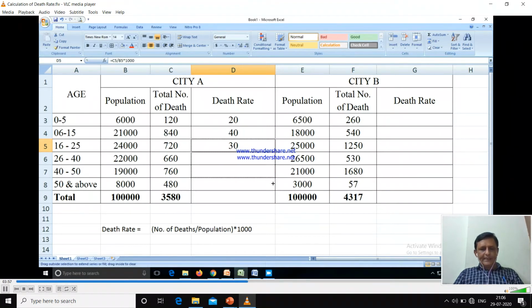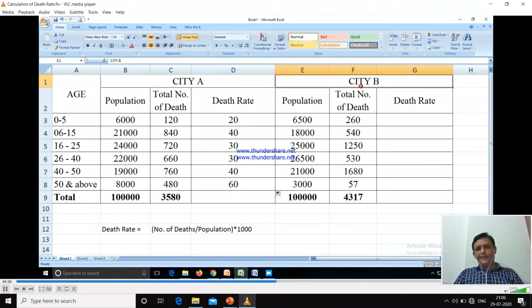Now let's drag till the last age group of 50 and above, and here we get the calculation. You can check accordingly, and when we drag the calculation for the last 3 age groups, we get the direct calculations, right? You can understand well. 460, and the last is 480 by 8, which is 60, right? So now we have completed the calculation of death rate for city A.